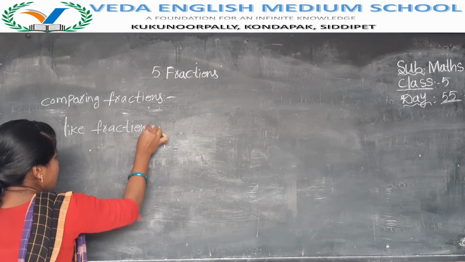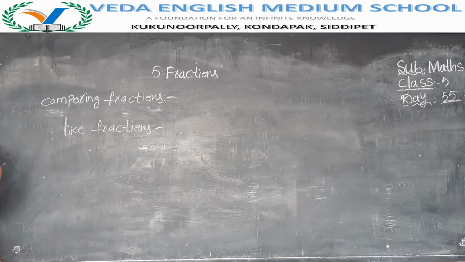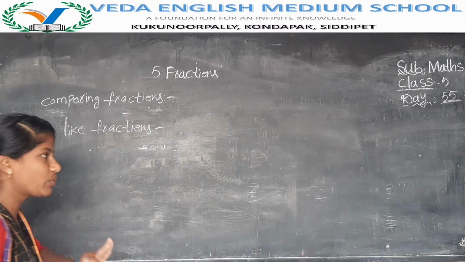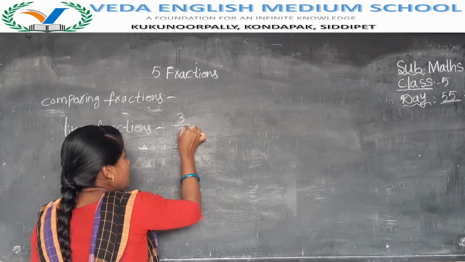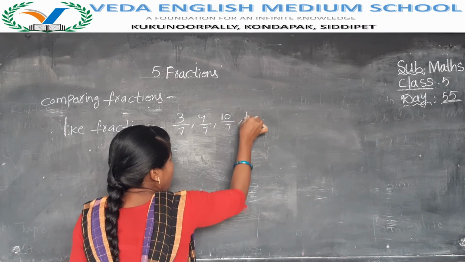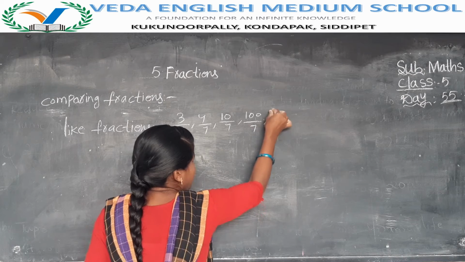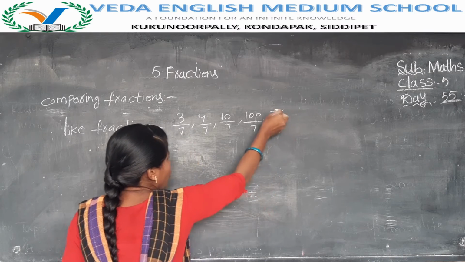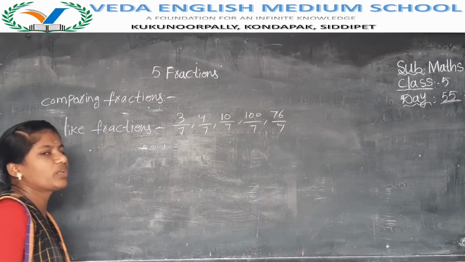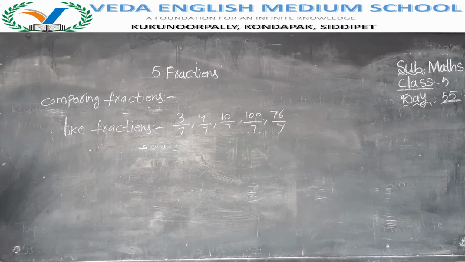Like fractions are nothing but fractions whose denominators are equal. What the denominator is, it may be anything, but it should be equal. ఏదైనా సరే, 3 by 7, 4 by 7, 10 by 7, 100 by 7, 76 by 7, like that. Whatever the numerator is, the denominator should be equal. If the denominators are equal, then the fractions are called like fractions.